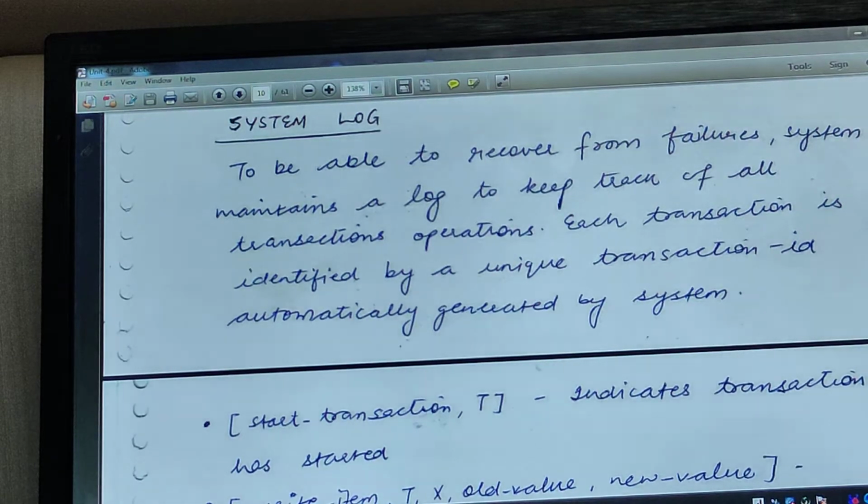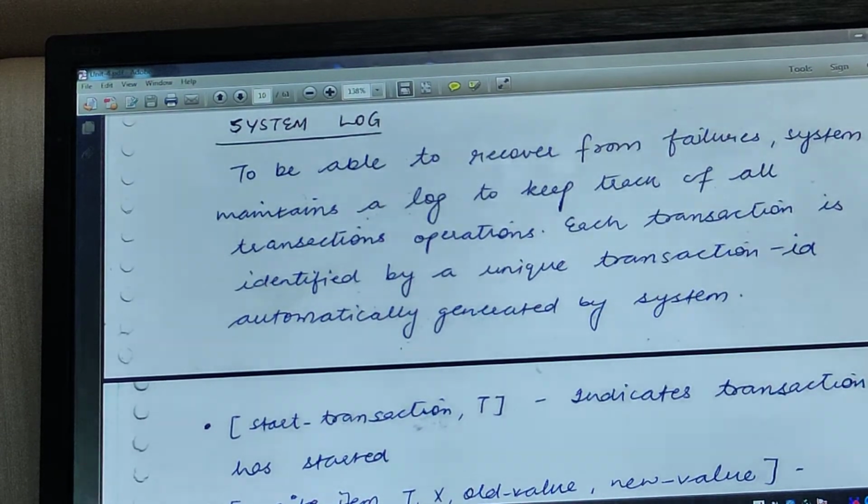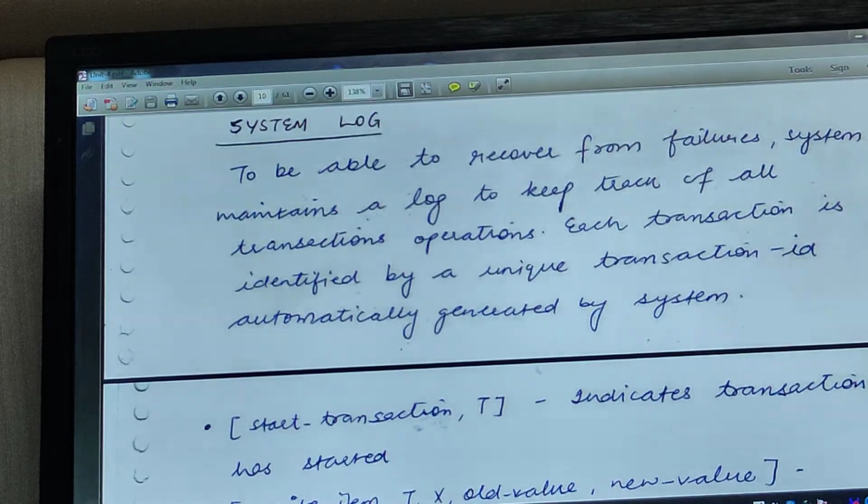Hello students, in this video lecture we will study the ACID properties that each transaction needs to follow. Before moving to the ACID properties, we should know what a system log is.